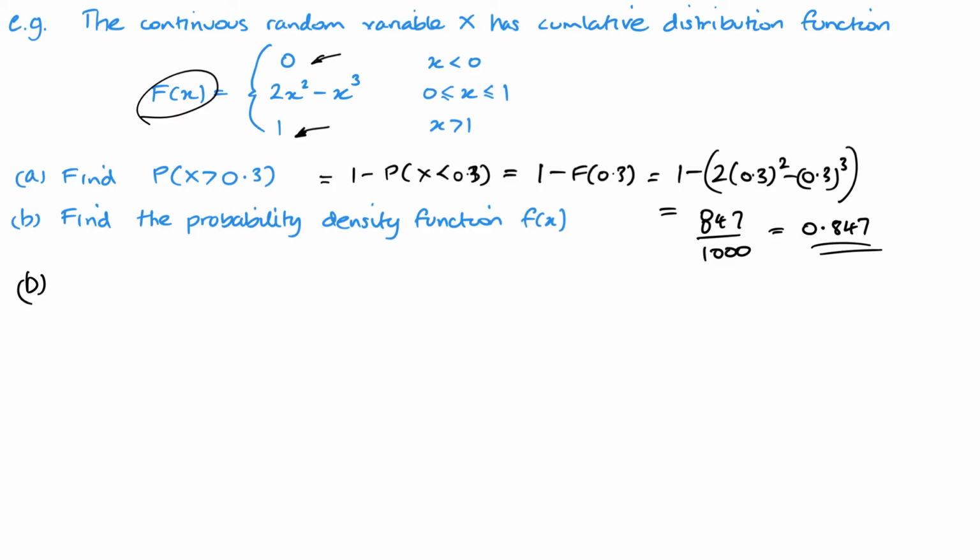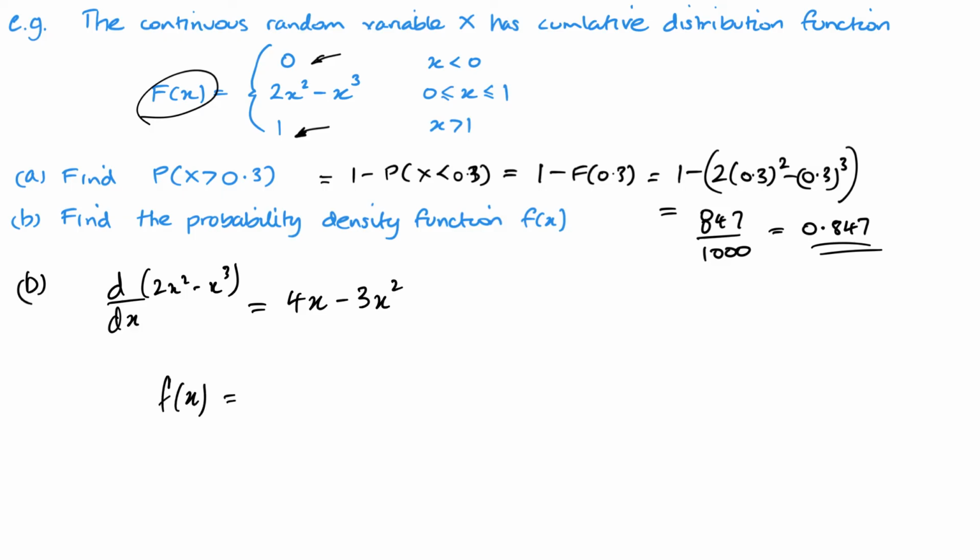Now let's look at part B, which is really the main reason I'm doing this example, and that's to find a p.d.f. when I've got a c.d.f. And all I need to do, remember, is differentiate. So to find my p.d.f., I'm going to differentiate this 2x squared minus x cubed. So that's going to give me 4x minus 3x squared. And that's it. Nicely done.